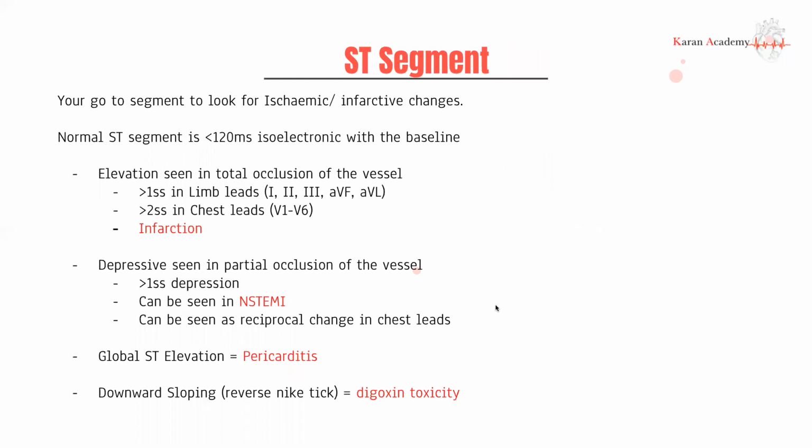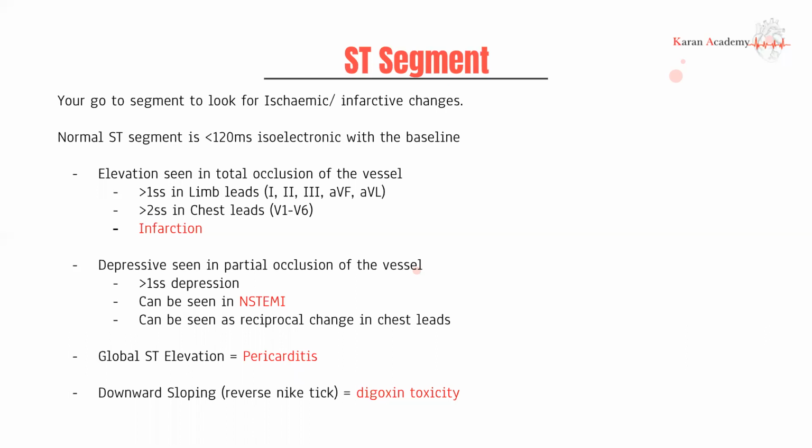Next, let's look at ST segments. This is your go-to segment when you are suspecting a STEMI or a heart attack. The normal ST segment is less than 120 milliseconds, isoelectric with the baseline. You can see elevation, obviously, with occlusions. We talked about why we have different thresholds for chest and limb leads. You can also see depressions in partial occlusions, and the threshold for a depression is more than one small square.